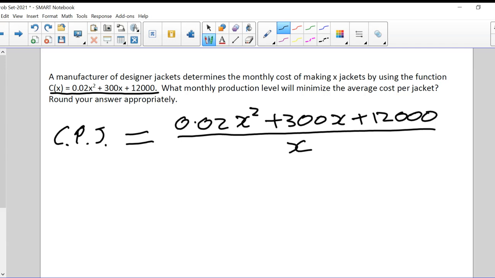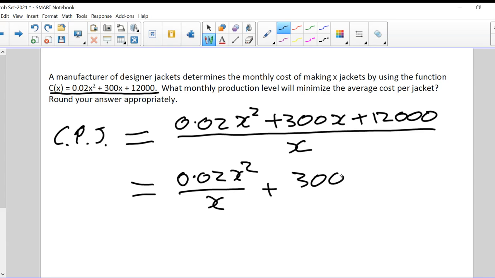Now, speaking personally, I'm not going to use a quotient law on this. There's just no way. You know you have to find a derivative now, that's the next step. So if I wanted to make it easier for myself, what do you think I'm going to do? Say x to the minus 1, make it a numerator. You're on the right track. All I'm going to do is divide x into each one of these things: 0.02x squared over x, plus 300x over x, plus 12,000 over x.